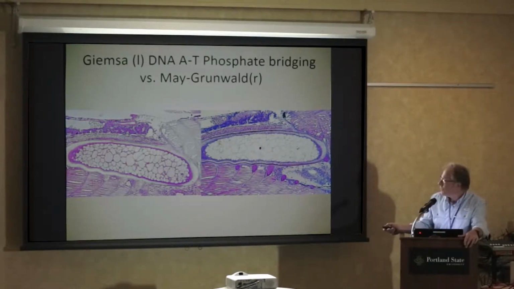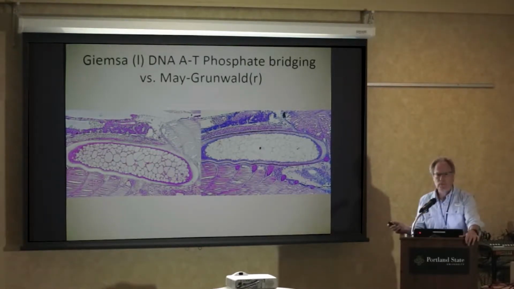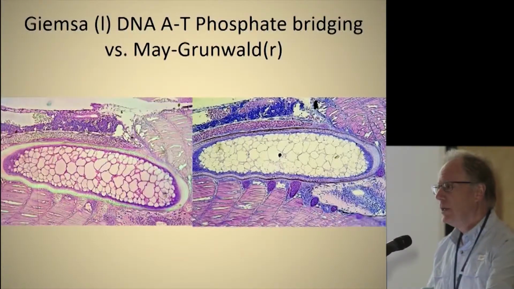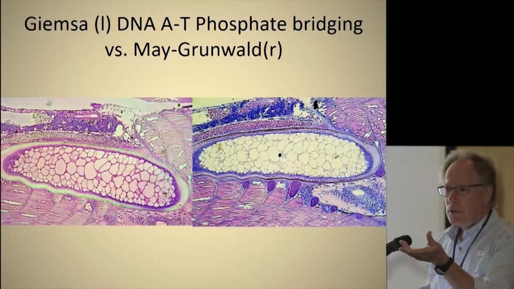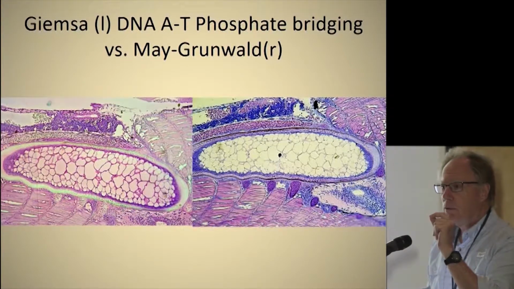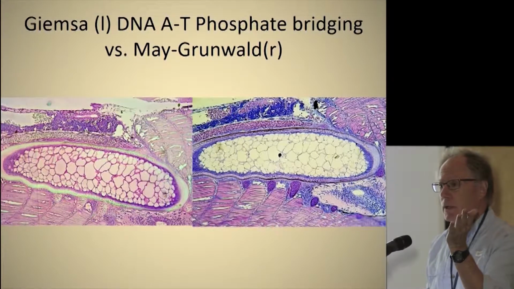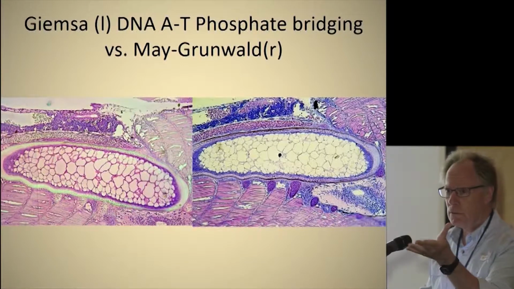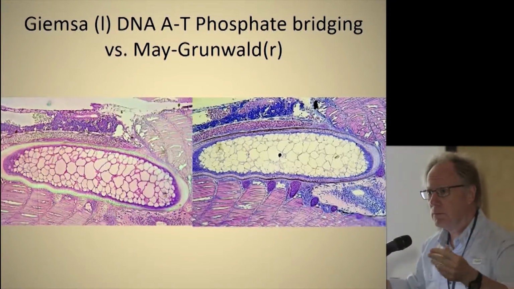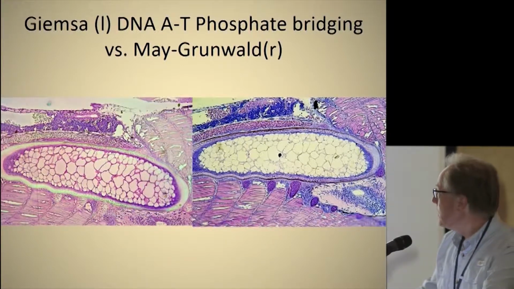But then I started playing with the May-Grunwald stain, which is really, I guess, my favorite, because it bonds to tissues, again, that are lipid protein based, but it is also selective for the pH, if you will, of the cytoplasm. So you have acidophilic cells, and you have basophilic cells, and you have neutrophils. It was really developed for blood work, but it works really well in these tissues.